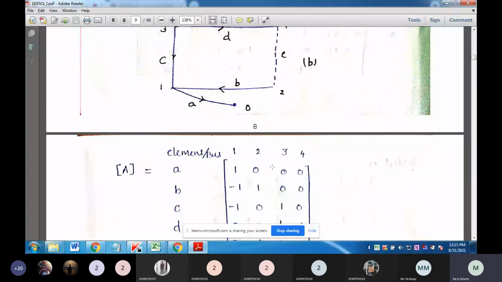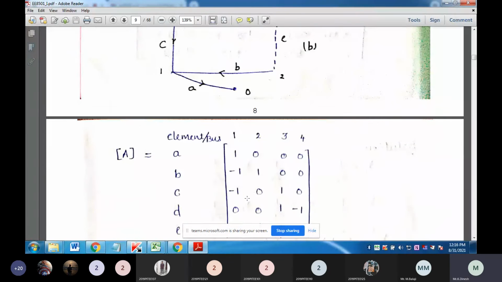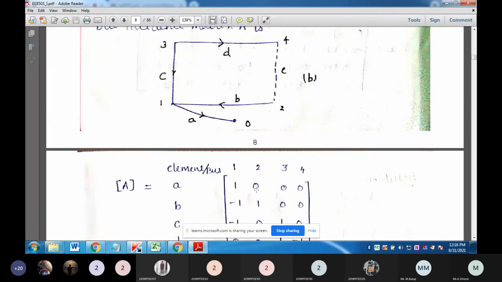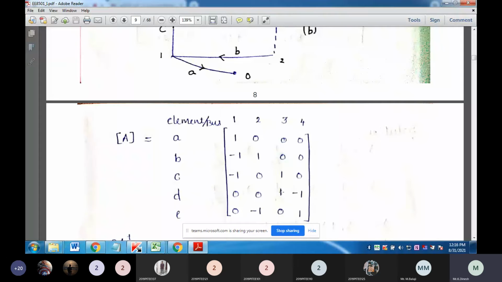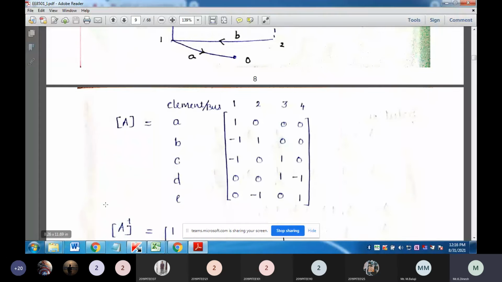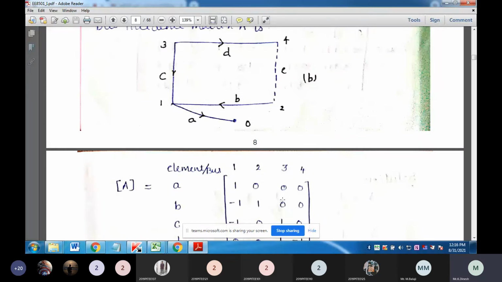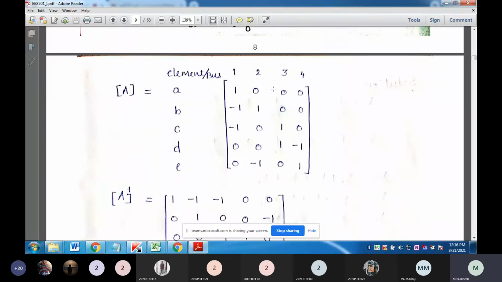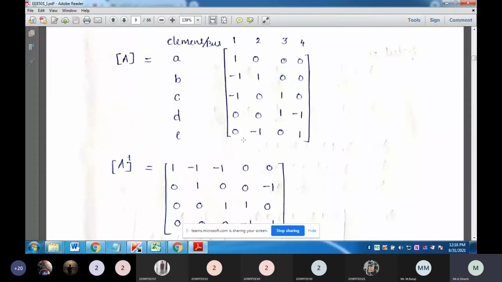there is no connection, 2, 3, 4, no direct connection, so it is 0. Next, B with 1 is minus 1, B with 2 it is plus 1, 3 and 4 not connected is 0. C with 1, reverse direction, minus 1, 2 not connected, 3 connected forward direction, so 1. D with 1 and 2 is 0, D with 3 is forward, D with 4 is minus 1. At last E with 1 is 0, E with 2 is minus 1 reverse direction, E with 3 is 0, and E with 4 is plus 1.